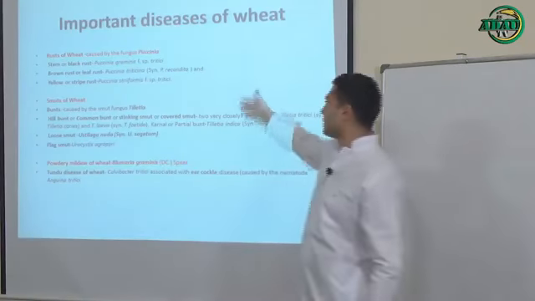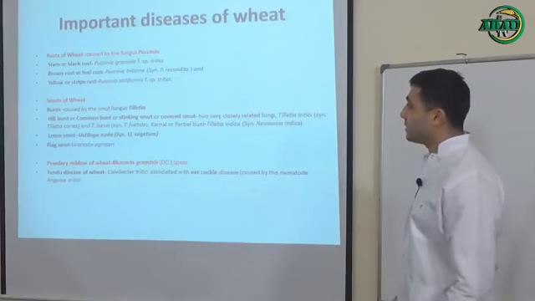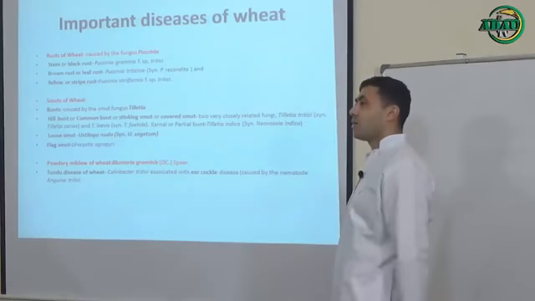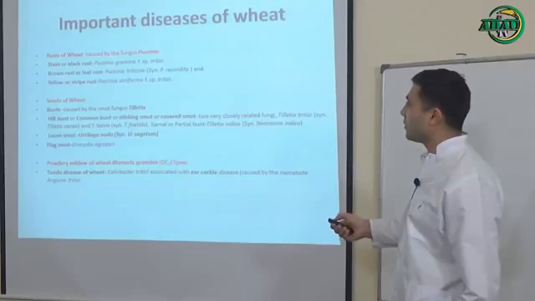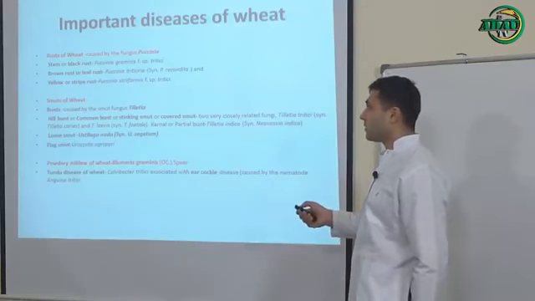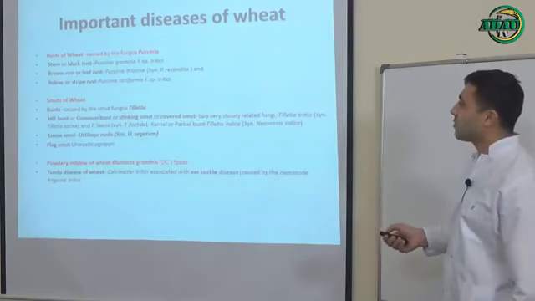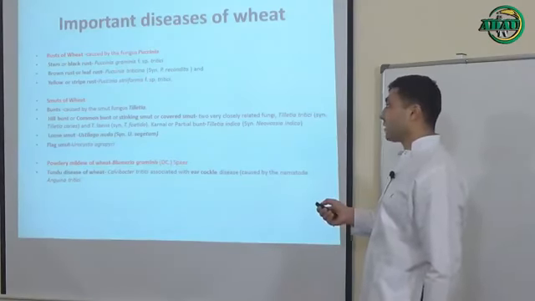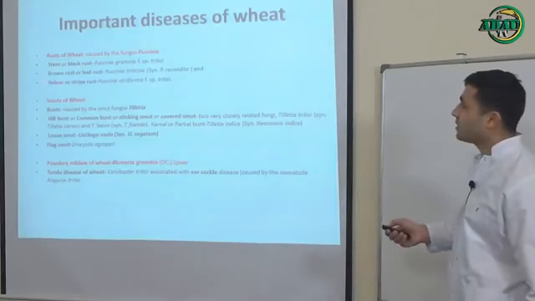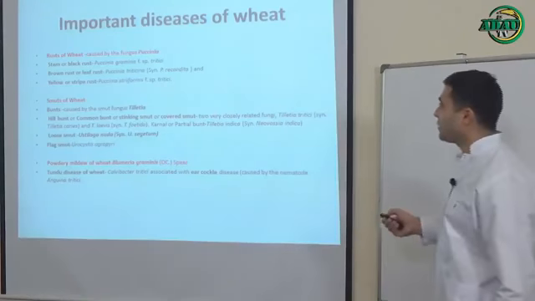And what are the important diseases of wheat? I made these groups for wheat diseases. At first are the rust diseases, which are caused by the fungi Puccinia. You can see here different kinds of rust diseases. At first is stem or black rust, whose Latin name is Puccinia graminis. The second is brown rust or leaf rust, Puccinia triticina. The last one is yellow or sometimes called stripe rust, Puccinia striiformis tritici.